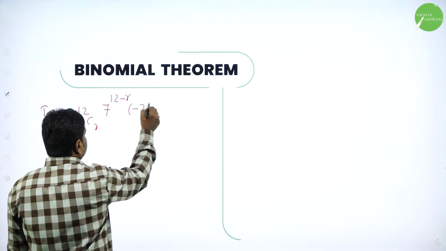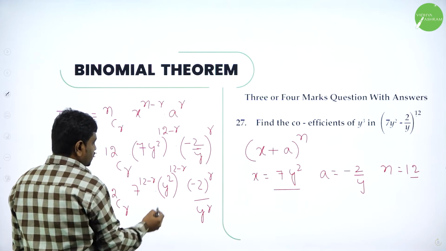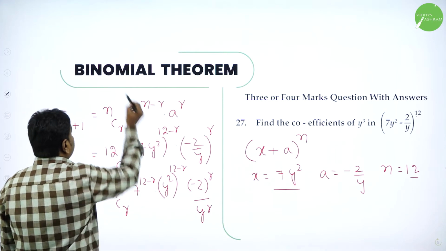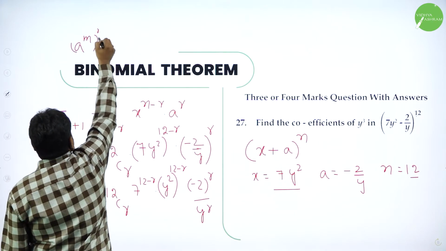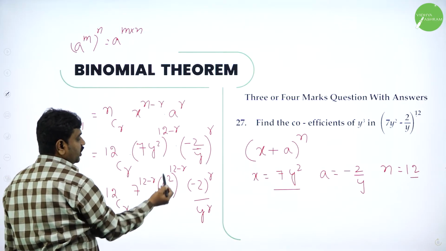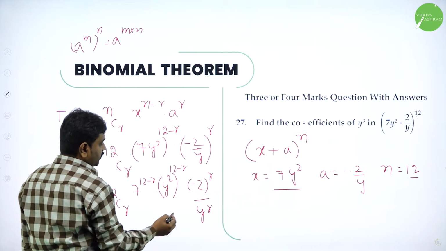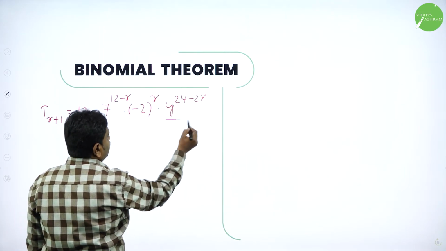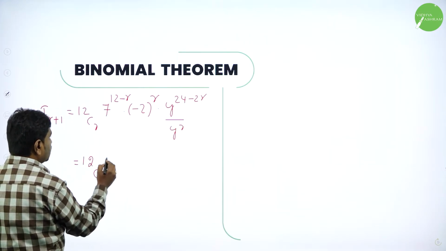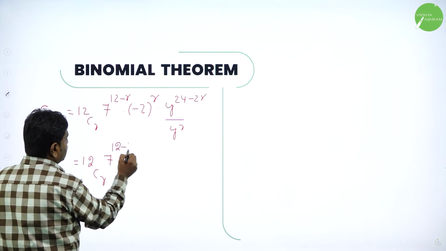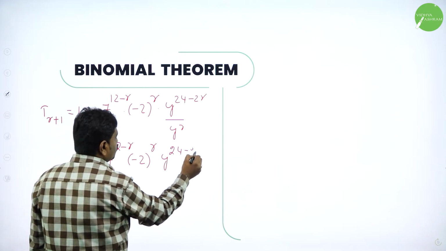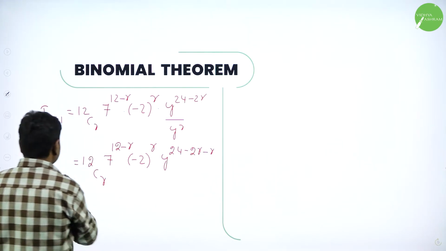I'll write it in the beginning, and now I'll take the y term. Here 2 12s are 24 minus 2r. See, I'm multiplying. All of you know a power m whole power n, you can write a power m into n. So this 2 I'm multiplying. 2 12s are 24, 2 into r is 2r, so 24 minus 2r. Then we have y power r by y power r. Now it is in the form a power m by a power n, so we can compress this. So 12Cr 7 power 12 minus r, minus 2 power r, y power 24 minus 2r minus r. Now I wrote T r plus 1.